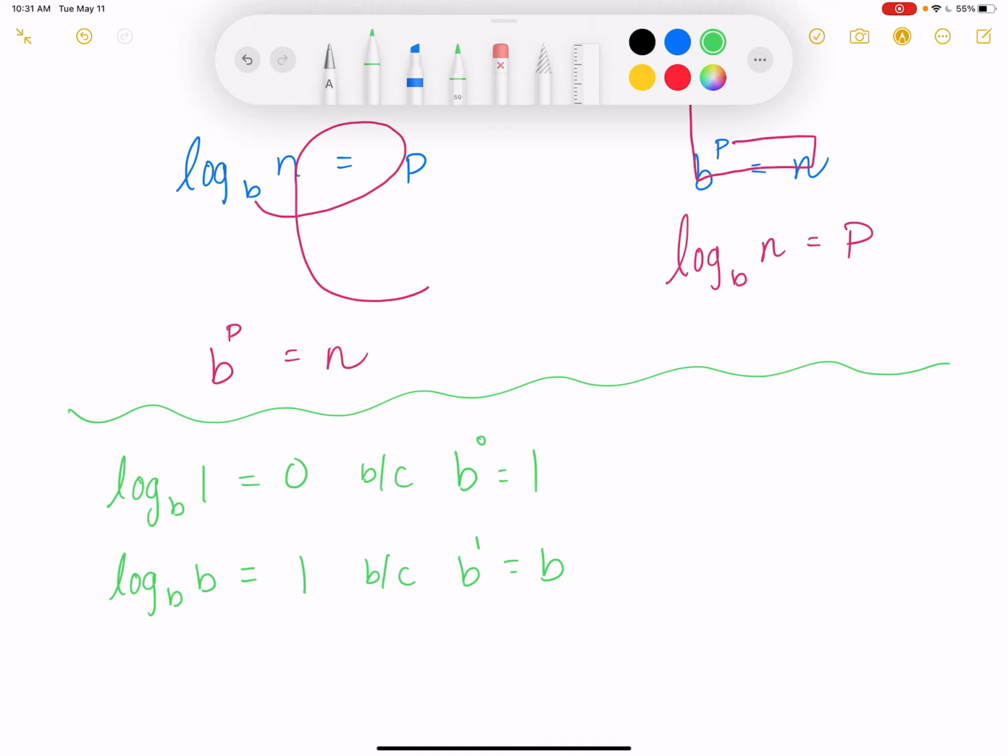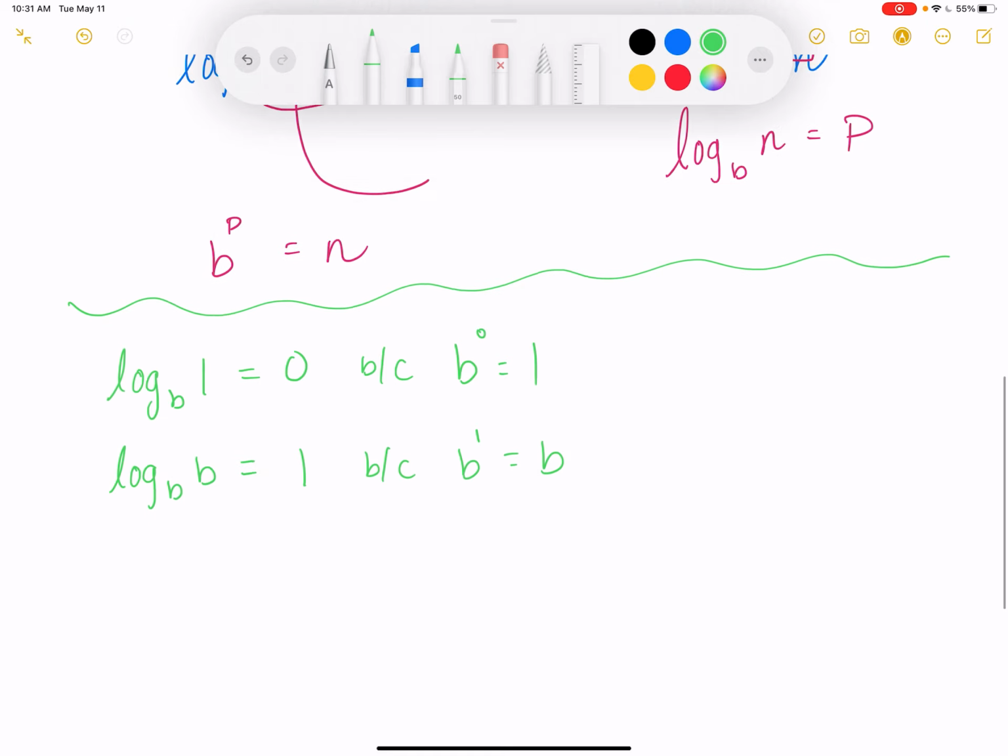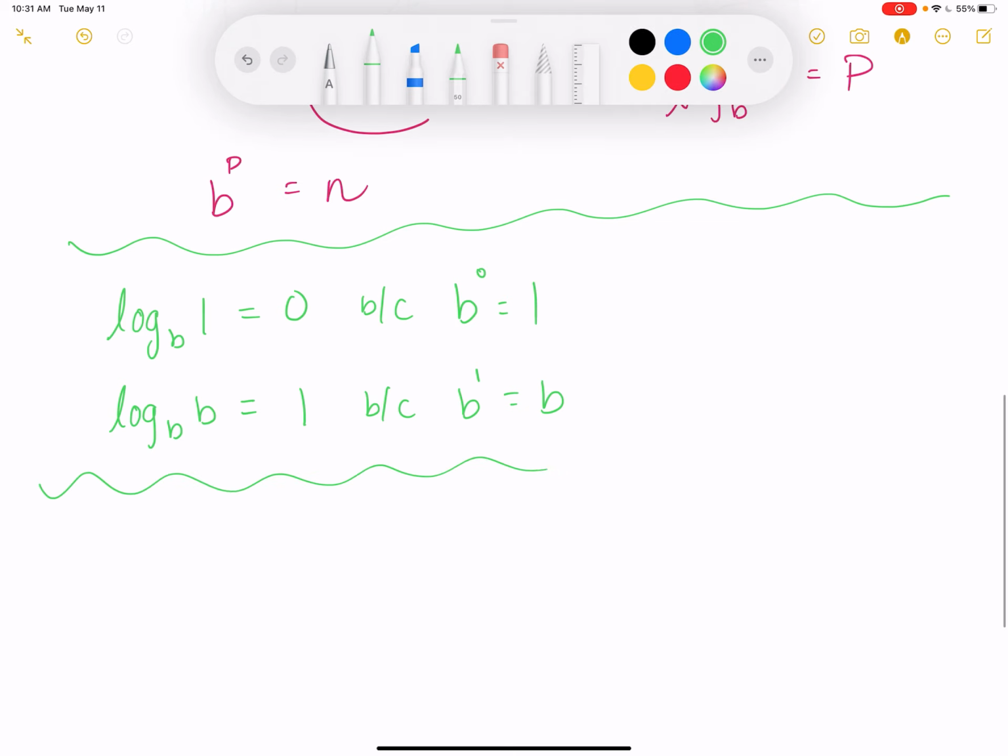This is one of those things that'll make more sense once you see problems, you'll realize why we need to do this. Anything to the 0 power is 1, and anything to the 1 is itself, so that makes sense. I meant the bottom part, like log base B of B equals 1.